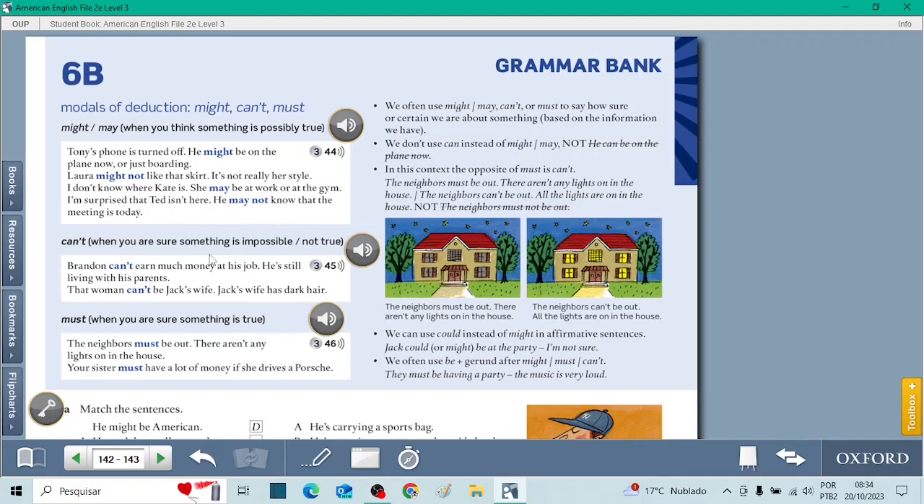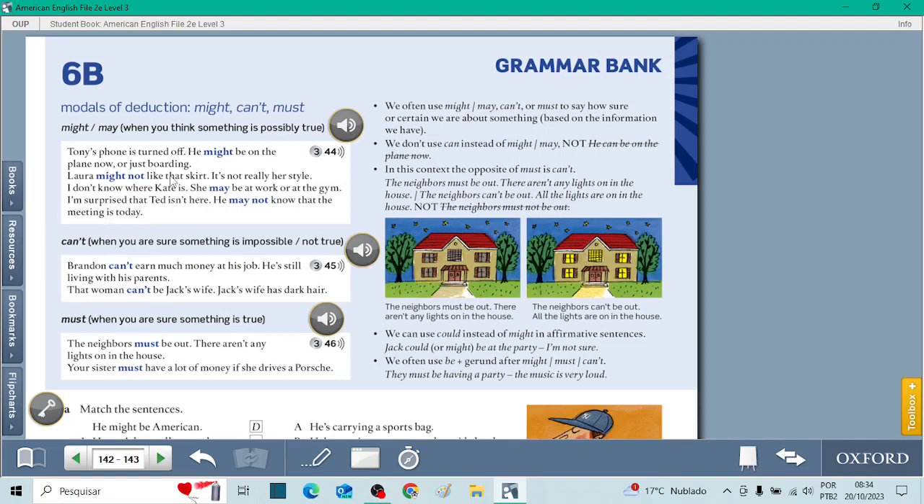Can't nós usamos quando você tem certeza que algo é impossível de estar certo, né? Ou de ser verdade. É impossível. Então aqui nós temos: Brandon can't earn much money at his job. He's still living with his parents. Então aqui é quando você tem certeza que algo é impossível de ser verdadeiro, ok?